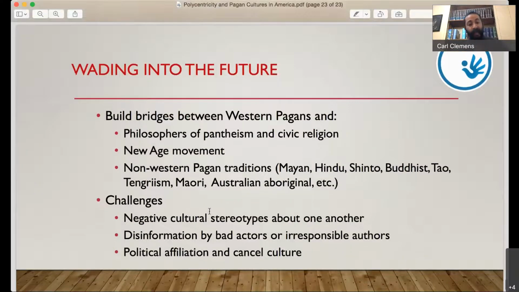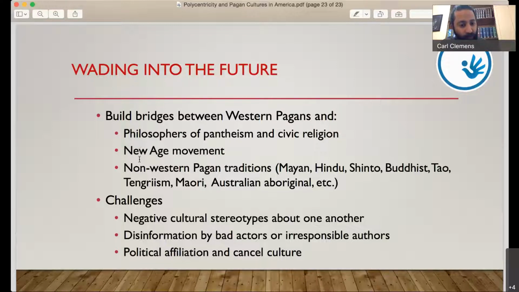So I'll end with this slide. Looking to the future, there are many people today talking about the strategies for the future of paganism in America. All of them emphasize that Western pagans need to build bridges with philosophers within academia of pantheism and civic religion, many of whom look towards paganism as a possible future candidate for a majority faith in America, even though it's just an incipient faith at this point.